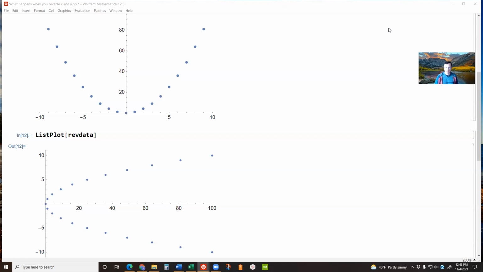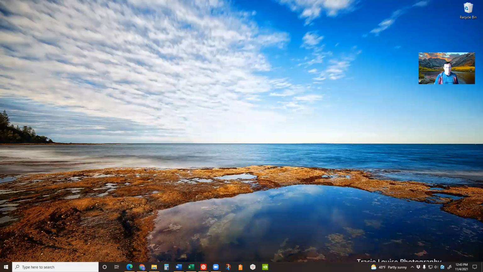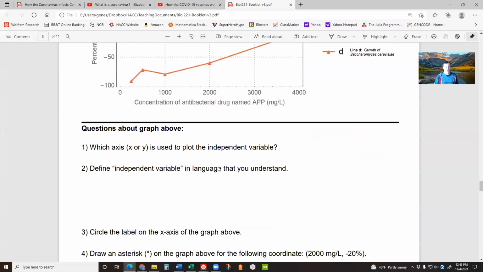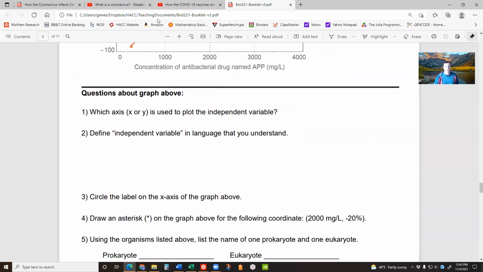You're doing very well. Keep going. So let's keep going, folks. Let's come back to the workbook assignment. Question number two, please put your answer for question 2 in the chat window. What did you put for question 2? Define the independent variable.